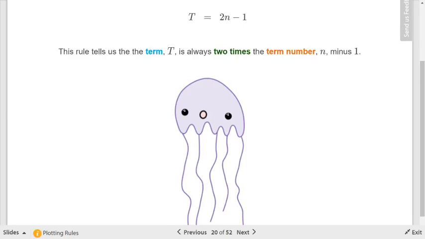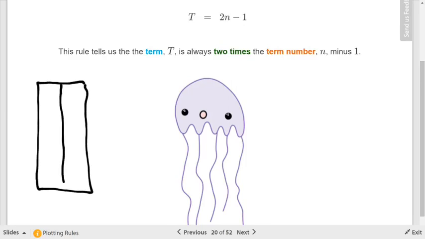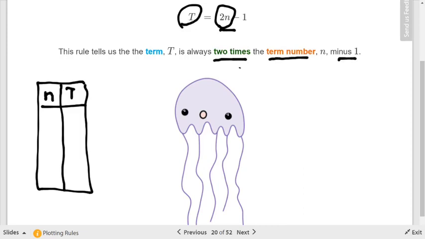So, in general, it doesn't matter which way you go. I don't know why, but for me, I just like for my charts to go up and down. Some people like for them to go across. It doesn't matter. But I'm going to need an N, and I'm going to need a T, right? It says this rule tells us the term. It tells you that it's 2 times the term number, and then minus 1, right? It's an error. Oh, I'm sorry. There we go. How's that?